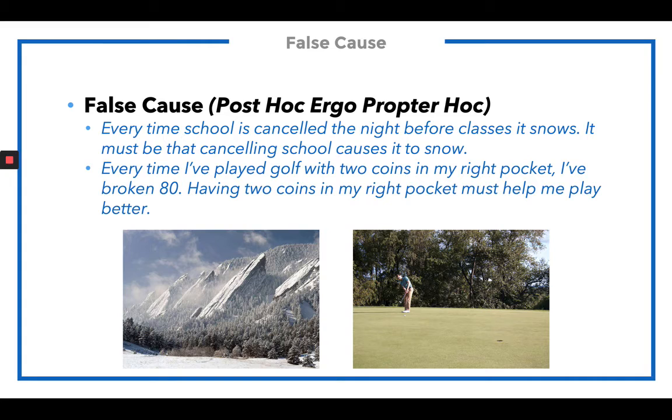Superstitions are an example of this. So every time I played golf with 2 coins in my right pocket, I broke an 80. Having 2 coins in my pocket must help me play better. Here we see an example where this is actually a picture of me. And athletes are kind of superstitious. I didn't actually play golf with 2 coins in my right pocket all the time, but I did have a place for my tees to go and my ball marker, my divot repair tool. I had sort of a system worked out, and oftentimes athletes think, if they deviate from that system, that explains bad play or something like that. But really we know there's just no causal link here. Things are just showing up together.